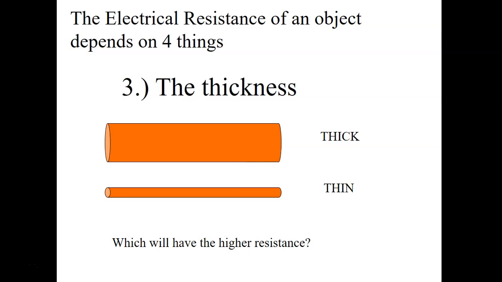Which will tend to have a greater resistance here, the thick wire or the skinny wire, which would be harder to push electrons through? Which would be harder for the electrons to flow through? A wide highway or a skinny road? It's going to be harder to get through the skinny road. So the thin wire tends to have a greater resistance.